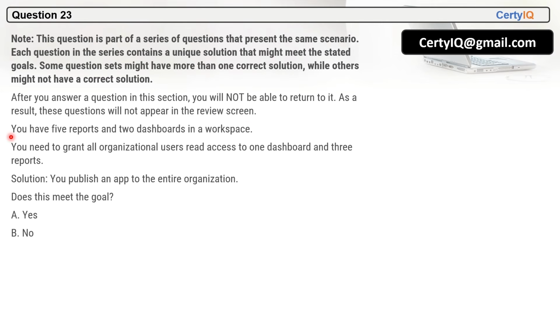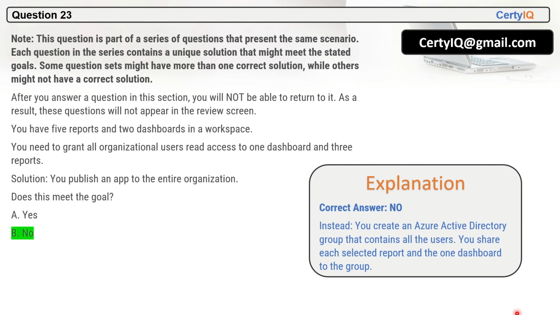Here it starts. You have 5 reports and 2 dashboards in a workspace. You need to grant all organization users read access to 1 dashboard and 3 reports. As a solution, you publish an app to the entire organization. So does this meet the goal? The answer is no, it will not meet the goal. Instead, you create an Azure Active Directory group that contains all the users. You share each selected report and the 1 dashboard to the group.